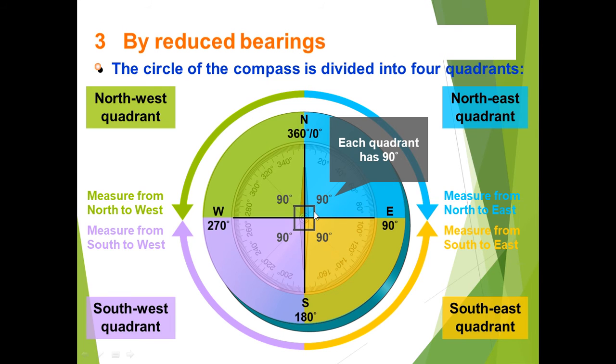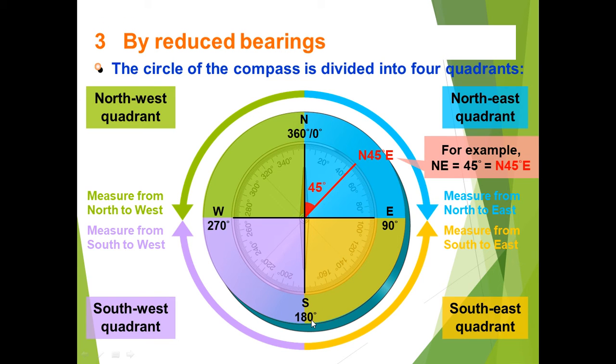So you won't find 91, 92, 93, or 100-something, because everything must be smaller than 90 degrees. Why? Because if you find 91 degrees here, it won't fall into the first quadrant anymore. For 91 degrees, we would get into the second quadrant, which is the southeast quadrant. So everything here would be smaller than 90 degrees, and we measure all the angles from N and S. So for this kind of expression, the north side and the south side would be the start point.